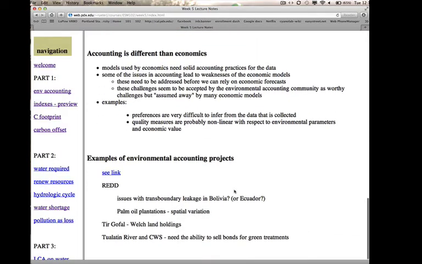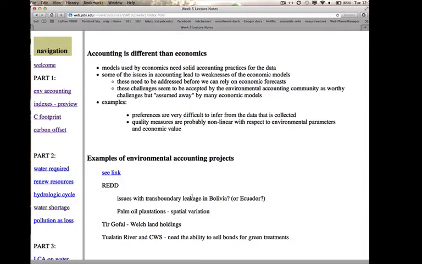Now there's a couple other examples that are given in the book. I'm not going to discuss them. I'm just going to mention them here, but in the book they're just given as outlines in any case. But you can go to this link and see a little more, and they deal with a few of these issues. For example, REDD, which stands for Reduced Emissions from Deforestation and Degradation. One of the things that this study deals with is the issue of transboundary leakage.